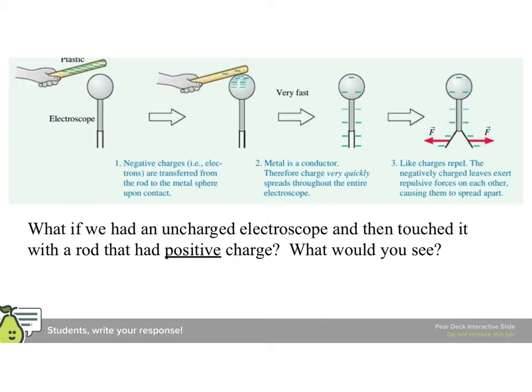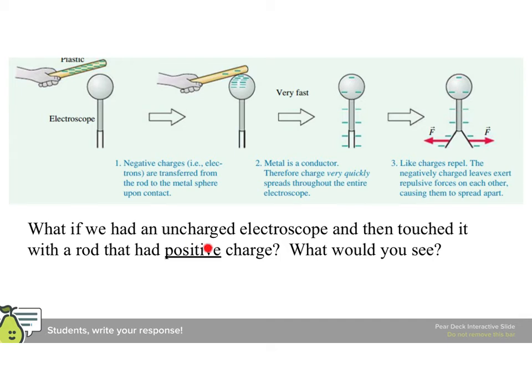How does it work? Well, we bring in, say, some electrons. Negative charges are moved from the negatively charged rod onto the spherical conductor, onto the sphere, very fast, probably on the order of a microsecond, maybe less. The electrons spread out as much as possible, and then down here they force the leaves open.